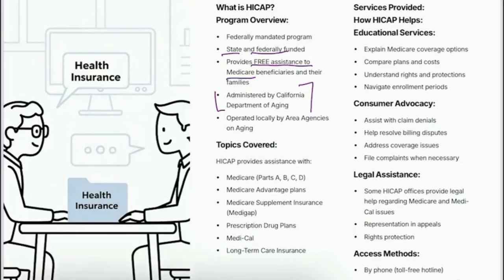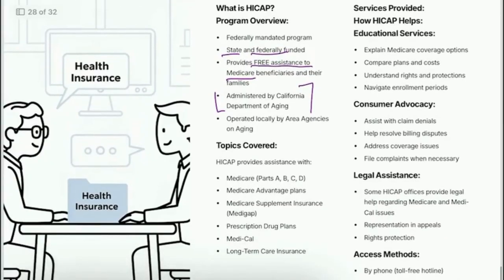What does this agency do? They help with educational services. They help explain Medicare coverage options and compare plans and costs. They help consumers know their rights and protections and help them navigate enrollment periods. Medicare is confusing. It is complicated. I teach it left and right. I have taken exams on it. I have sold it. It is confusing.